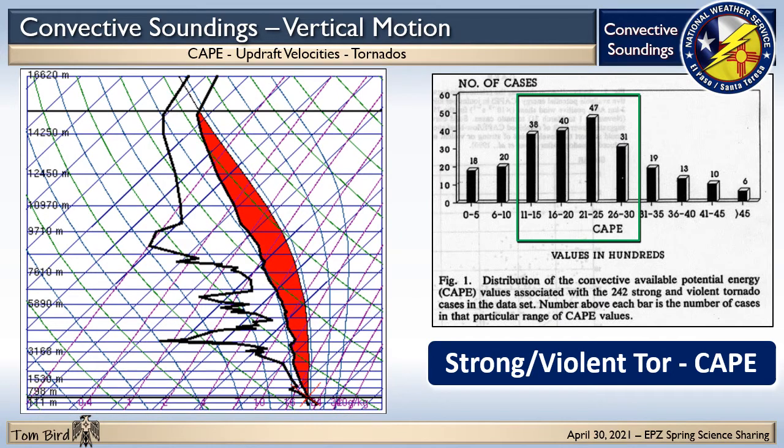And from a study from some time ago with 242 individual strong and violent tornado cases, they looked at the CAPE numbers for each of those, and they found out that the sweet spot for CAPE for strong and violent tornadoes is somewhere between like 1,100 and 3,000 joules per kilogram of CAPE. So that's just something to keep in your mind when we're seeing days around here where the CAPE's above 1,000. Then other things being right, that's basically indicative of strong upward vertical motion and potential for severe, if not tornadoes, across the area.